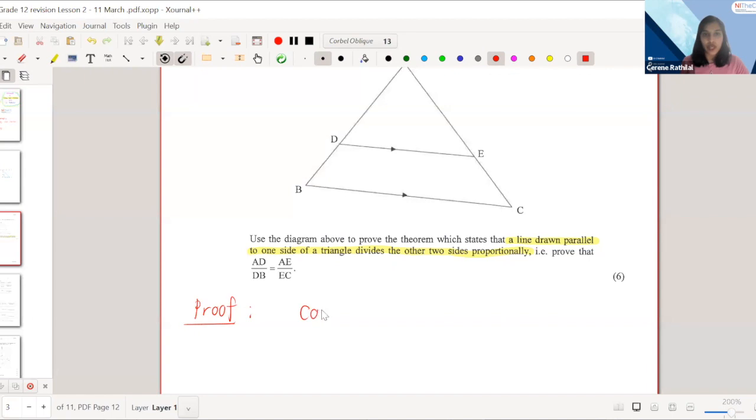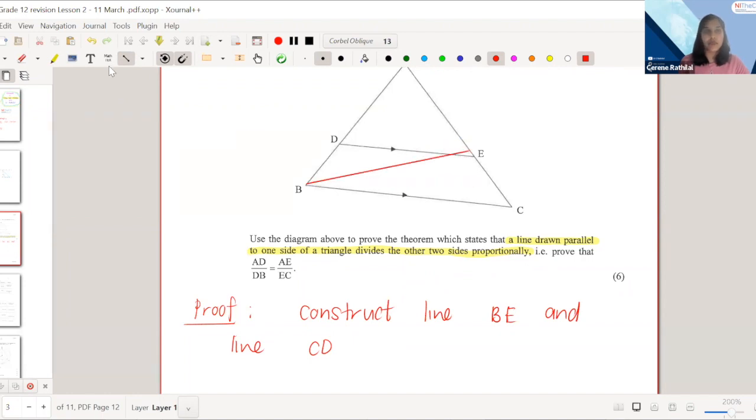We will construct line BE and line CD. So that's what we're going to do. So let's draw these lines. I'm going to use red. So we will join B to E.